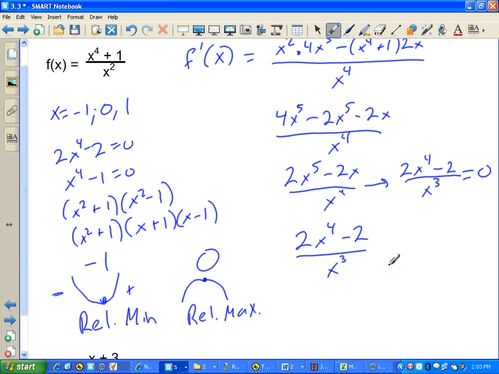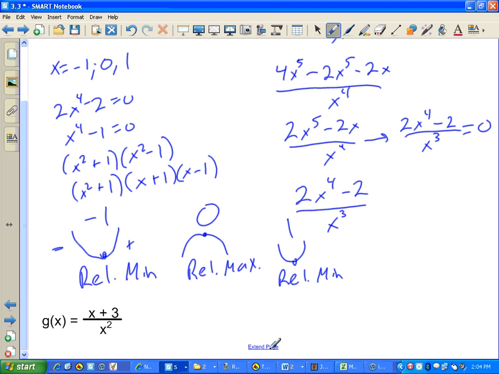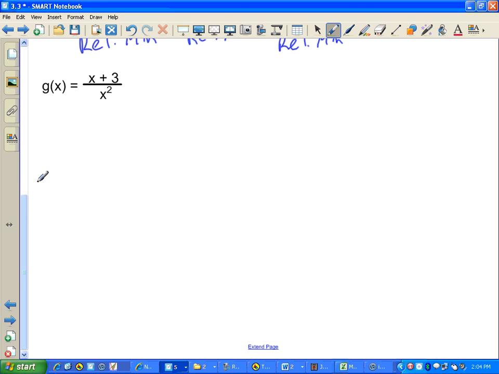Okay, last one to try is 1. I just tried 1/2 and found out it was decreasing. If I try 2, which is to the right, 2 to the fourth is 16, times 2 is 32, minus 2 is 30, which is positive, over 2 cubed, which is also positive. This is positive. So this is another relative minimum. Okay, last one here. Why don't you guys hit pause, try this one, then come back and see if your answer matches mine.